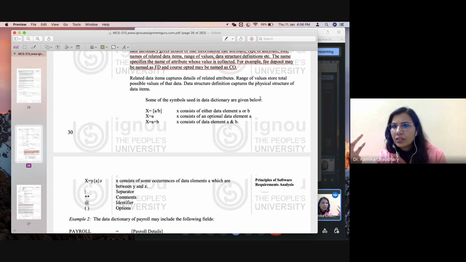It is the way we use dictionaries, right? If any short form or any symbol is there and I want to check its meaning, I'll just check it in my data dictionary.